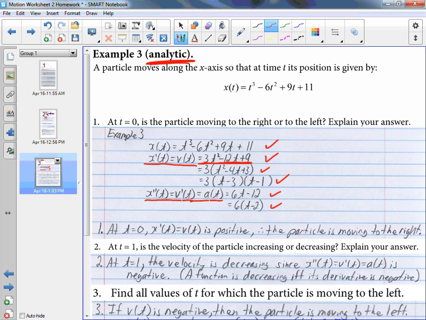I can do first derivative test, second derivative test. I should be able to find maxes and mins. I should be able to tell where the position is increasing, decreasing, right? I've got all the information.